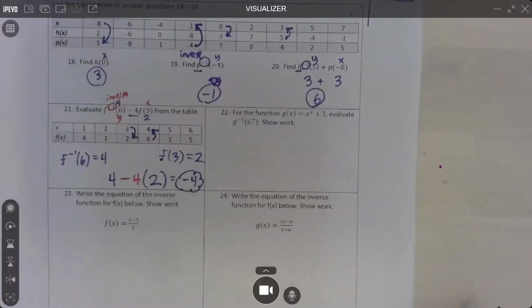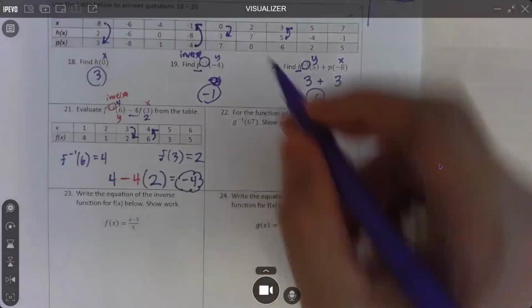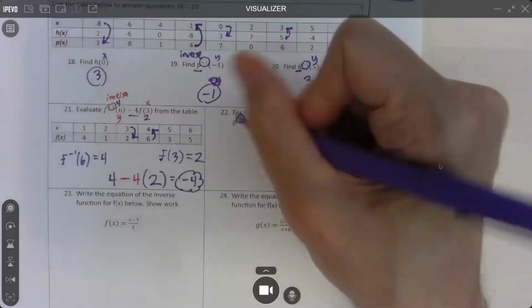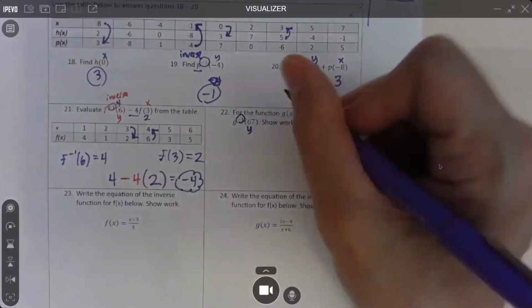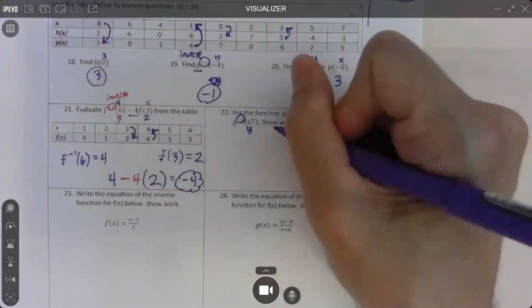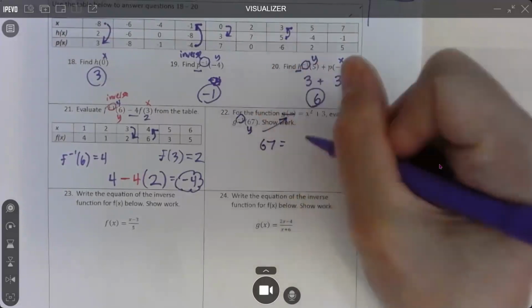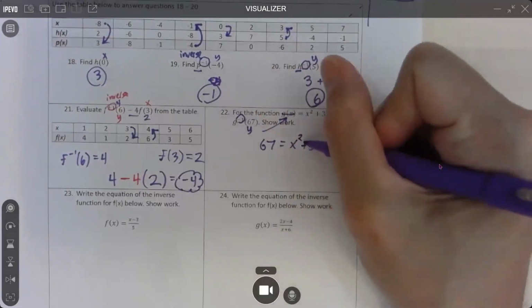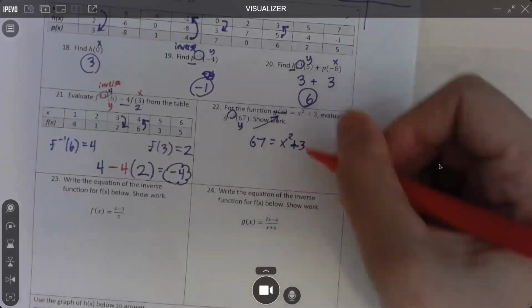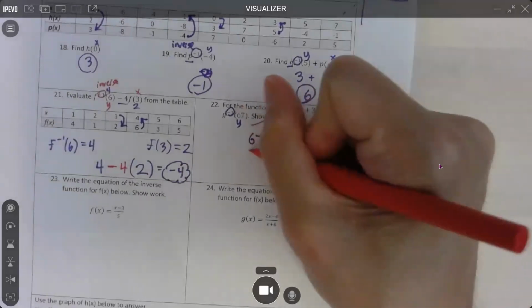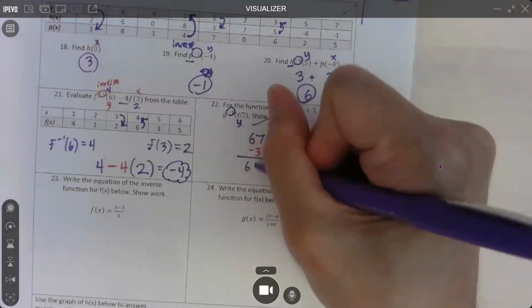For 22, for the function g of x equals x squared plus 3, evaluate g inverse of 67, which means 67 is now a y value. The way I do this problem, in my opinion, the quickest way is to just plug that in for g of x. So now 67 will be x squared plus 3. From there, you're going to solve that for x. Take away the 3 from both sides. 67 minus 3, 64.